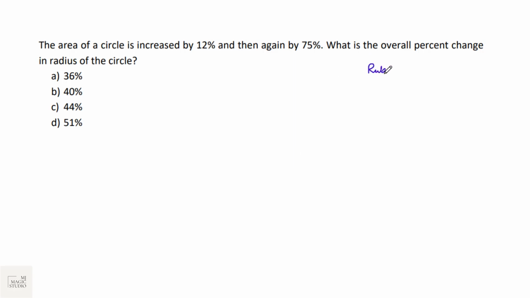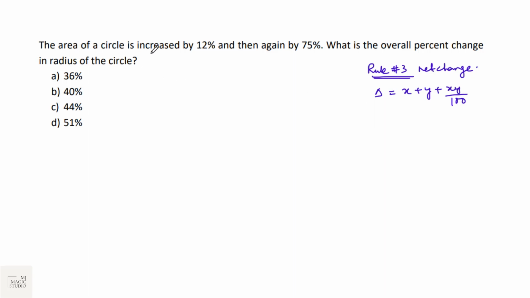Rule 3 in masterclass percentage is the rule which shows the formula for net change. If on a variable two continuous changes are made, then the net change in the variable would be given by x plus y plus xy by 100, where x and y are in percentages, and with the respective sign. If it is increasing, plus sign; if it is decreasing, minus sign.